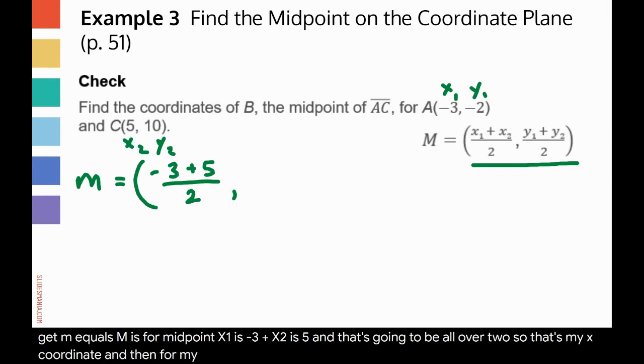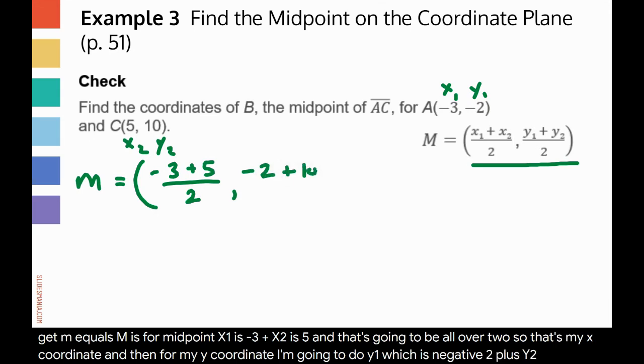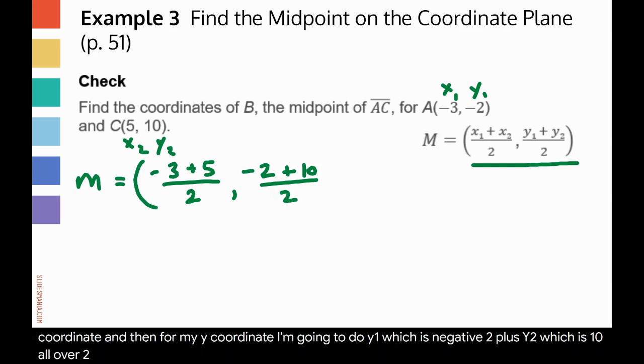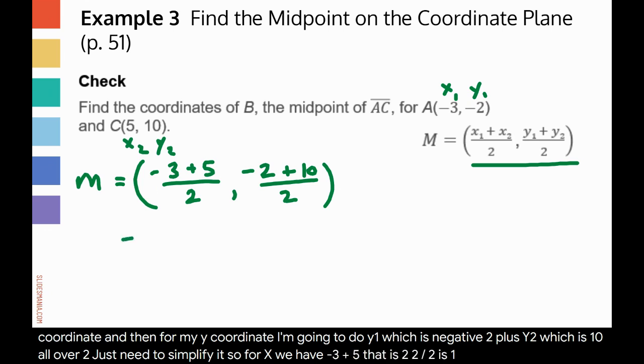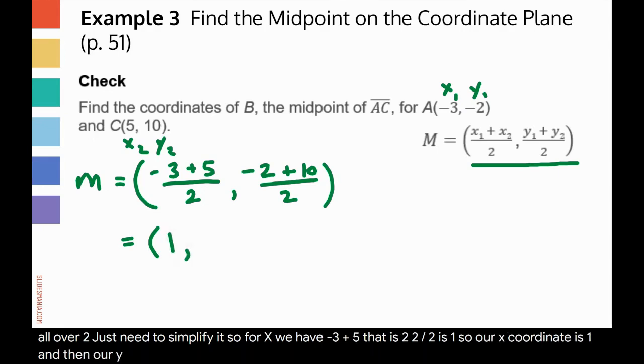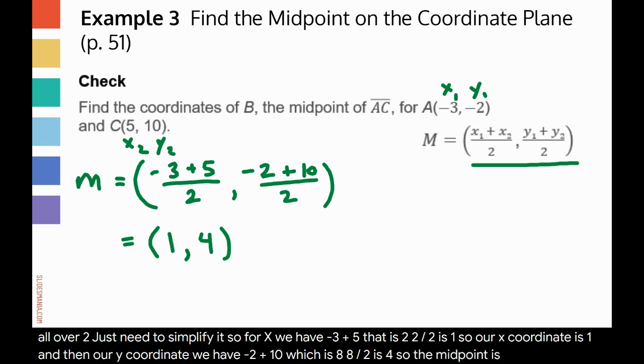And then for my y coordinate, I'm going to do y1, which is -2, plus y2, which is 10, all over 2. And then we just need to simplify it. For x, we have -3 plus 5, that is 2. 2 divided by 2 is 1. So our x coordinate is 1. And then our y coordinate, we have -2 plus 10, which is 8. 8 divided by 2 is 4. So the midpoint is (1, 4).